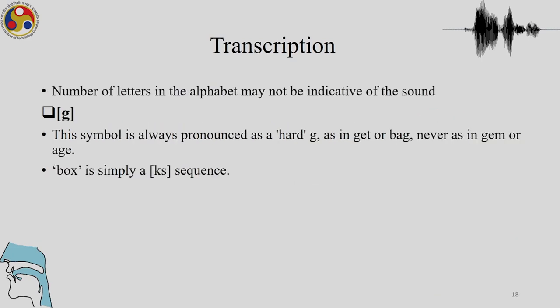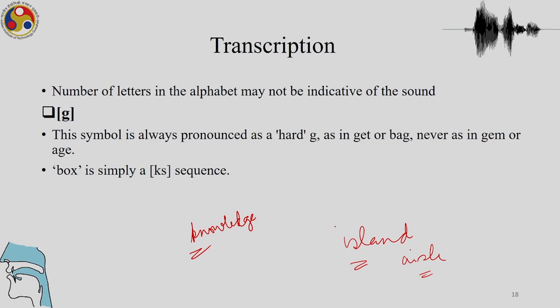And the number of letters in the alphabet may not be indicative of the sound. There are many instances like that, and we have many examples. For instance, if we take words like island, the s is not pronounced there, or aisle, the s is not pronounced there. Or as in knowledge, the k is not pronounced there. So the letters in the alphabet may not be indicative of the sound, and may be completely silent, or may be pronounced differently from word to word.